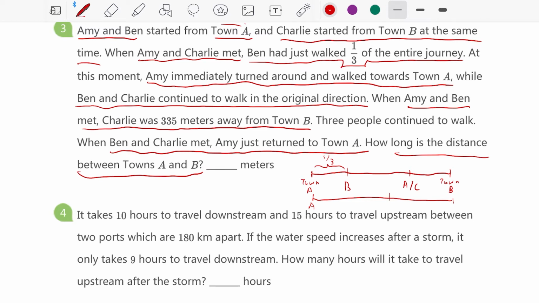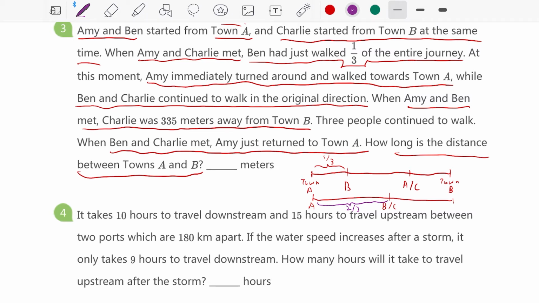we noticed something. When Ben and Charlie had met in the same place, Amy has just reached back town A. So it is actually very fair for me to immediately see that this is actually 2/3. Why? Because of proportionality. When Amy has met Charlie, that acts as a stopping point. Ben has traveled 1/3. And Amy has to travel back the same distance that he has previously traveled. So what does that mean?